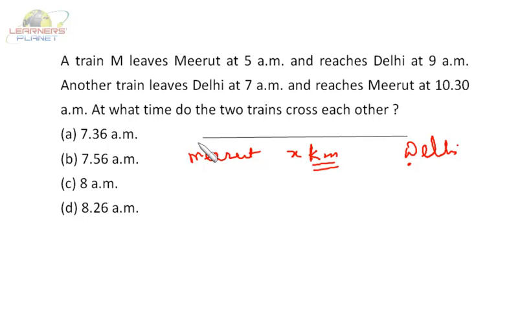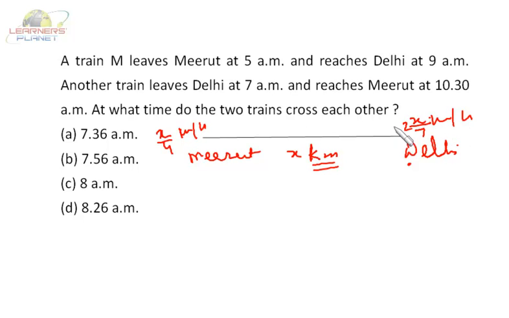Now this train, the first train, is covering the entire distance in 4 hours. So suppose that x kilometers it is covering in 4 hours. That means speed is x by 4 kilometers per hour. And this train is covering the entire distance in 3.5 hours. That means its speed is x by 3.5, that is 2x by 7 kilometers per hour.